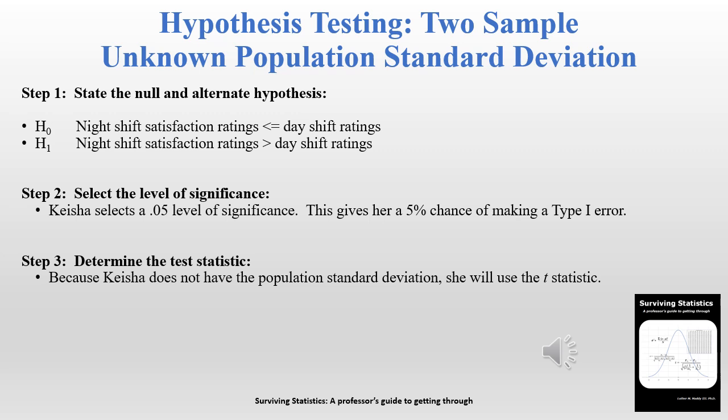Number 2, she selects a level of significance. She selects 0.05 level of significance. That gives her a 5% chance of making a type 1 error. And step number 3, determine the test statistic. And because she does not trust or have the population standard deviation, she's going to use the t statistic.